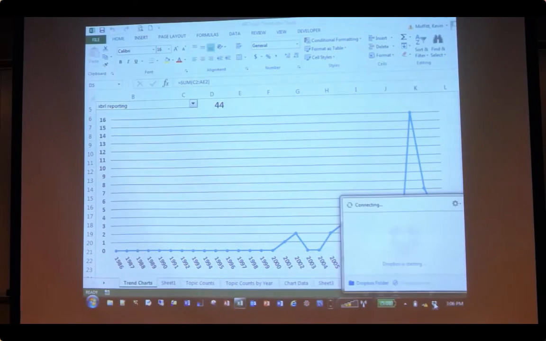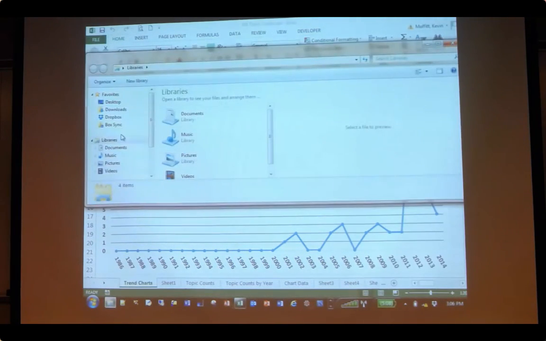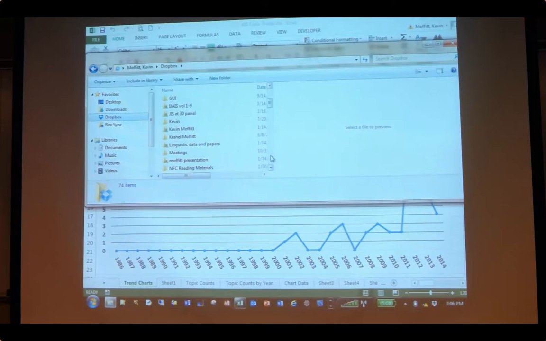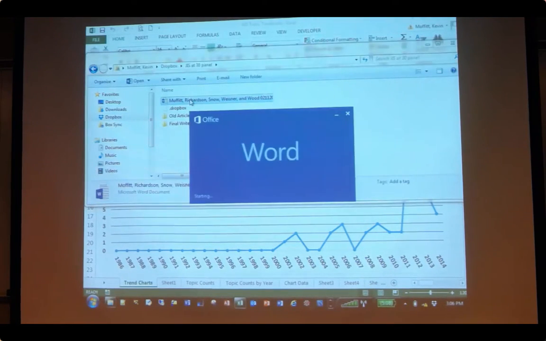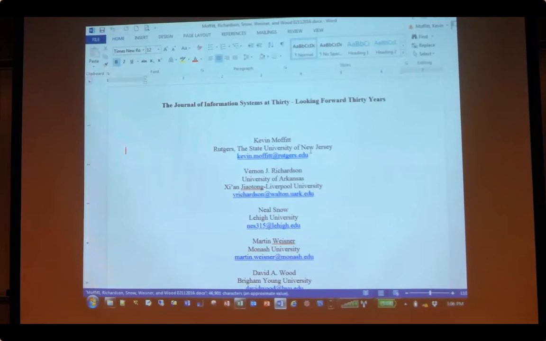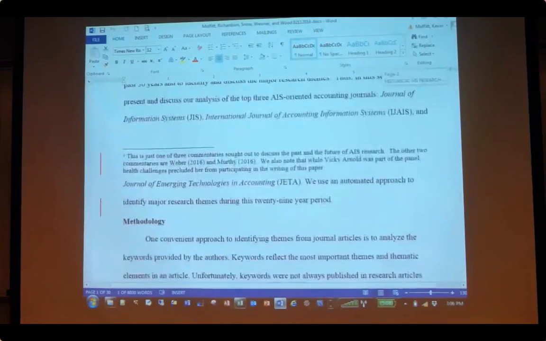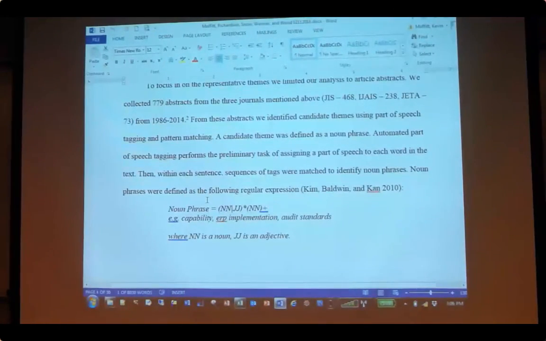So let me go look at the paper. Notice I'm the first author. That's because it's alphabetical, so M is before R. My stuff's in the beginning. So here's kind of like a regular expression. It's not a real regular expression, it's just written as a regular expression.